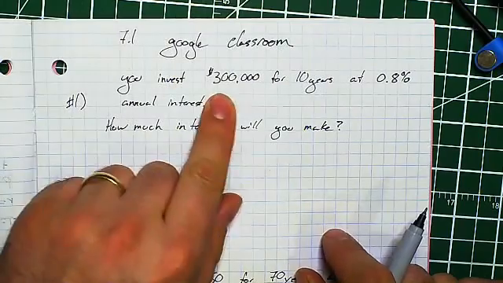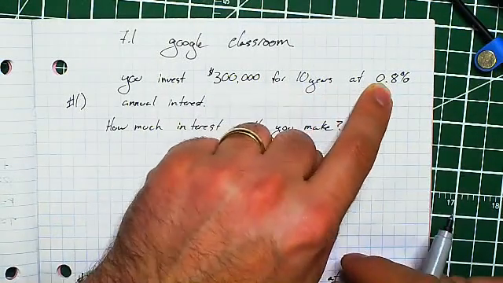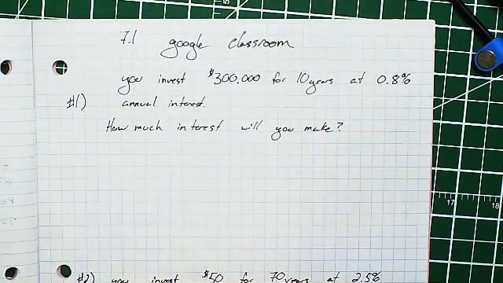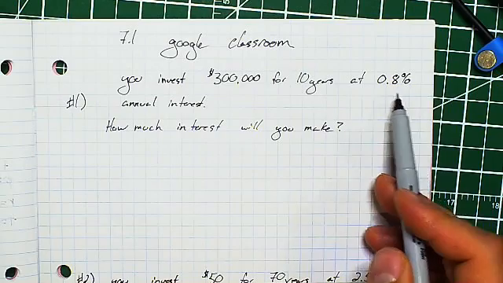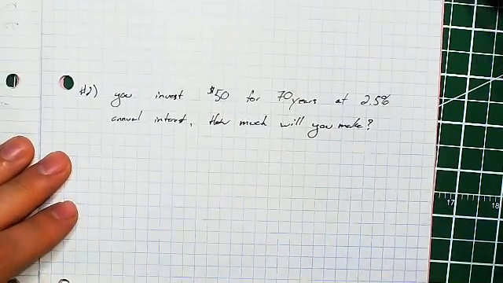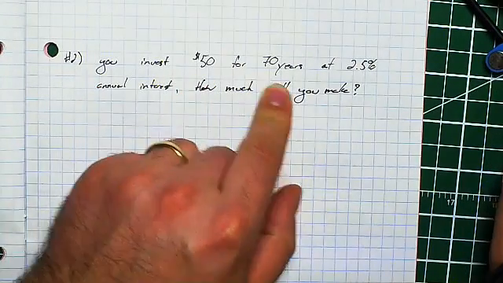Alright, that's it for 7.1. You have 2 questions with this. The first question is going to be, how much interest are you going to make if you invest $300,000 for 10 years at 0.8% using annual interest? And realistically, in a real life situation, 0.8% is probably far too high, but it'll give you a bit of an idea.